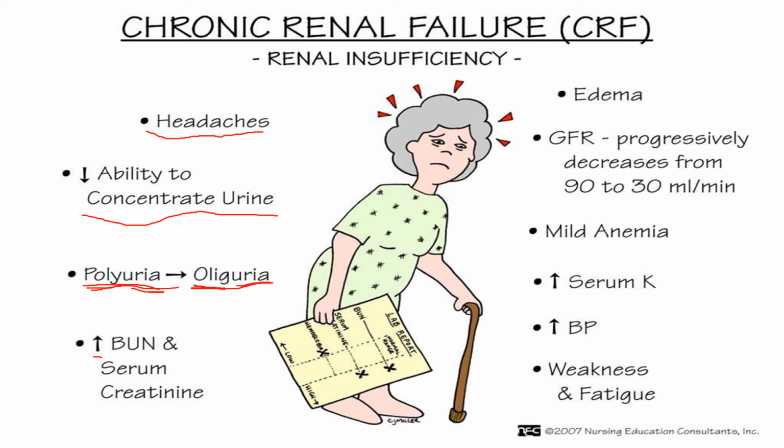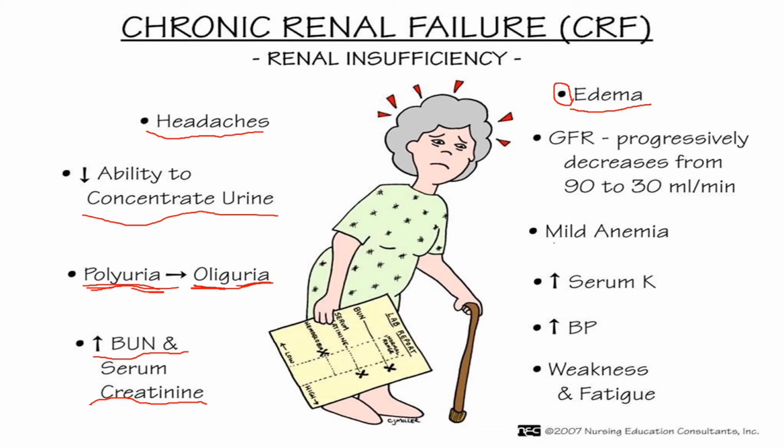You can have an increased blood urea nitrogen and increased serum creatinine. It's a byproduct of muscle metabolism. You can get edema, which in England is spelled with an O, so it's oedema, with an O on the front. The glomerular filtration rate can progressively decrease.